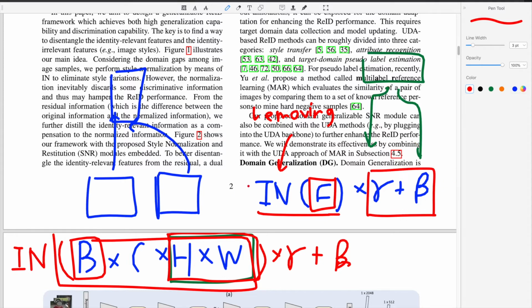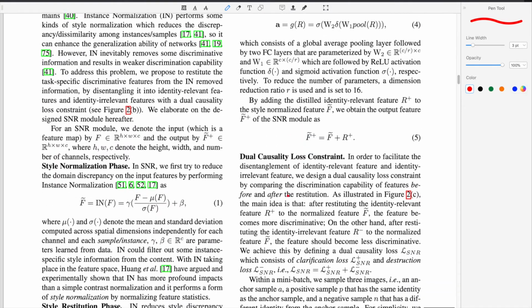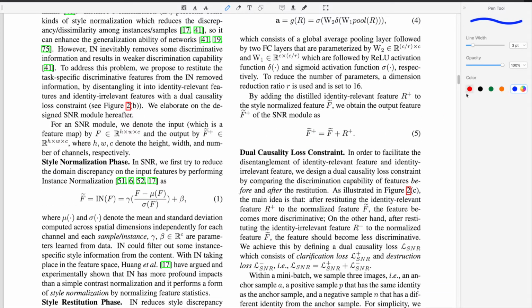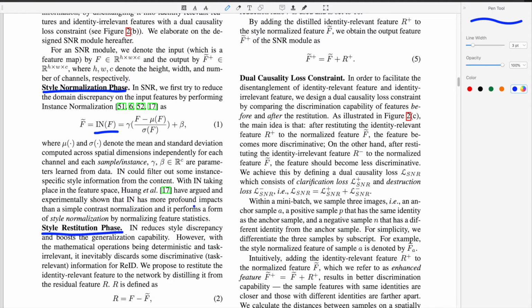From this process, we can see that instance norm is thought of as a style normalization in a lot of style transfer literature. So basically, the style normalization phase is just instance normalization. And now what's important is the style restitution phase. Let's see it again. This input feature f goes through instance normalization to produce a feature f tilde, but I'll just call it f squiggly.